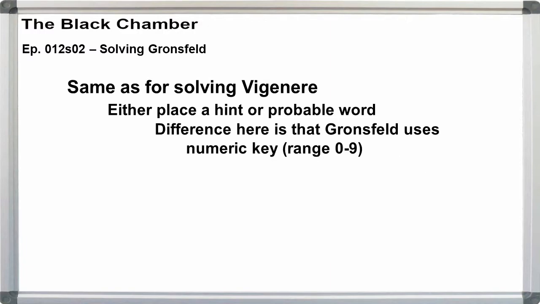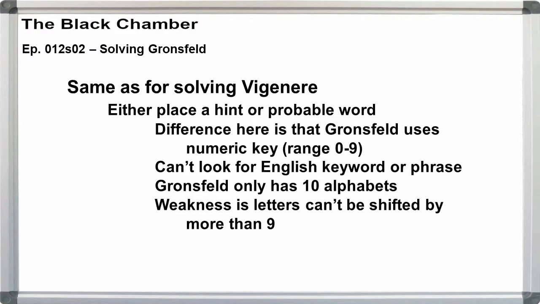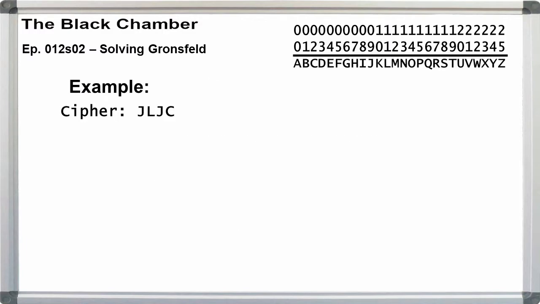With Gronsfeld, though, we have to take a different approach in placing the hint or probable word. Since Gronsfeld uses a numeric key, we can't look for an English keyword or phrase. However, because there are only 10 alphabets, the most any given letter can be shifted by is 9. And we can use this as a weakness. Say we have the crypt JLJC and the hint cat.